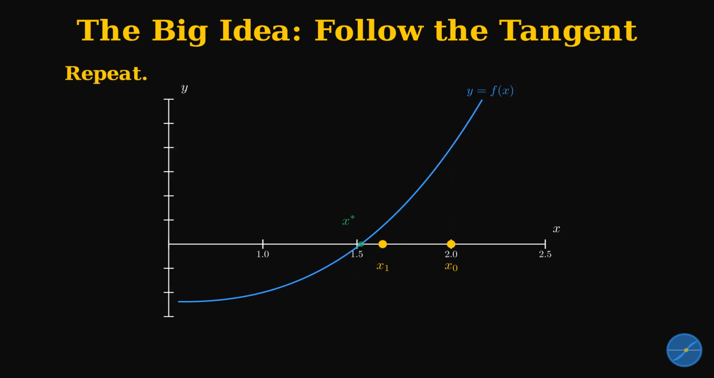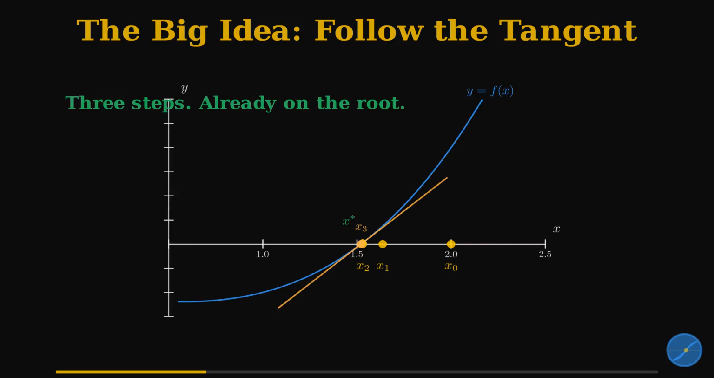Now just repeat. Tangent at x1, slide down to x2. Each tangent is a straight line shortcut aimed at the root. Tangent at x2, down to x3. 3 steps and we are essentially on the root.